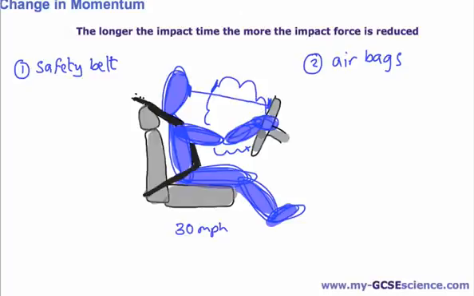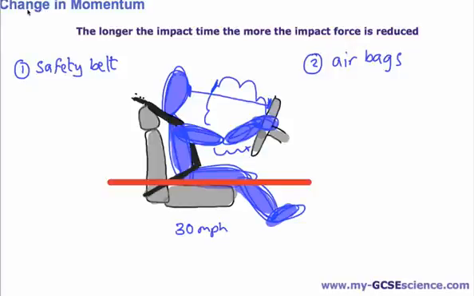And the last feature that we're going to look at quickly is the side impact bars, and similarly to the other two safety features, this is designed to increase the amount of time for a collision or an impact, and that means that the force of the impact is reduced. So that's a couple of safety features that we have in cars that are designed to increase the impact time and therefore reduce impact force.